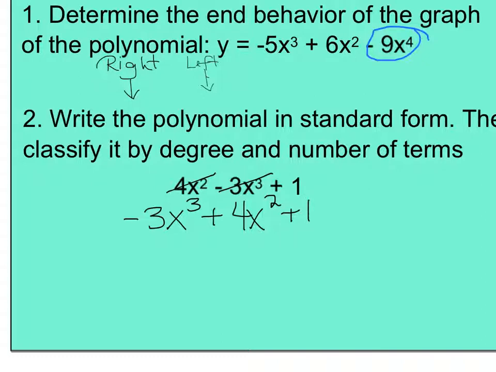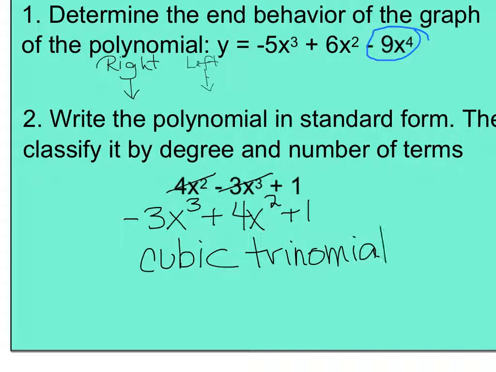That's not the only thing the question wanted. It said to classify it by degree and number of terms. Degree, again, we look at the exponent, which is a 3. Well, a degree of 3 we call a cubic. Then I look at the number of terms. I've got 1 term, 2 terms, 3 terms. Well, when we have 3 terms, we also call it a trinomial. So there are your 2 answers for today.